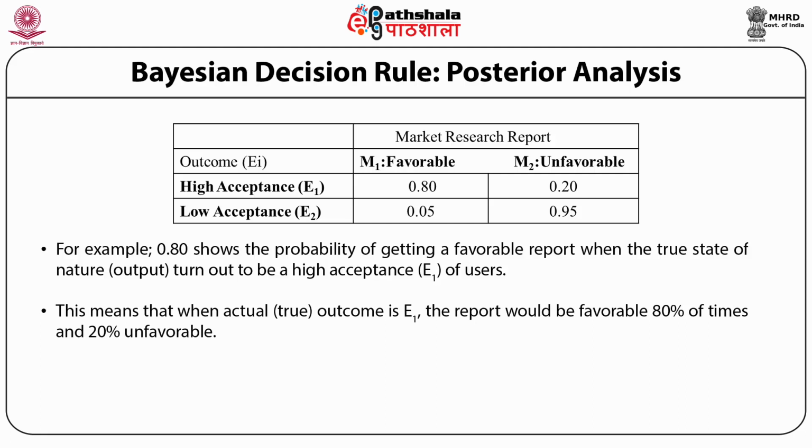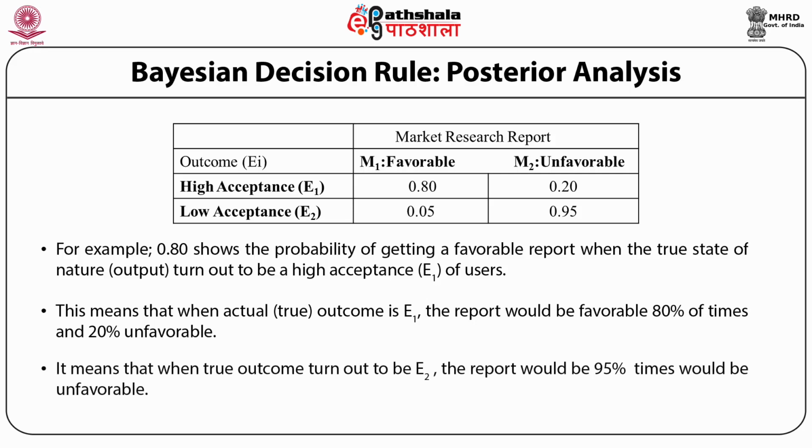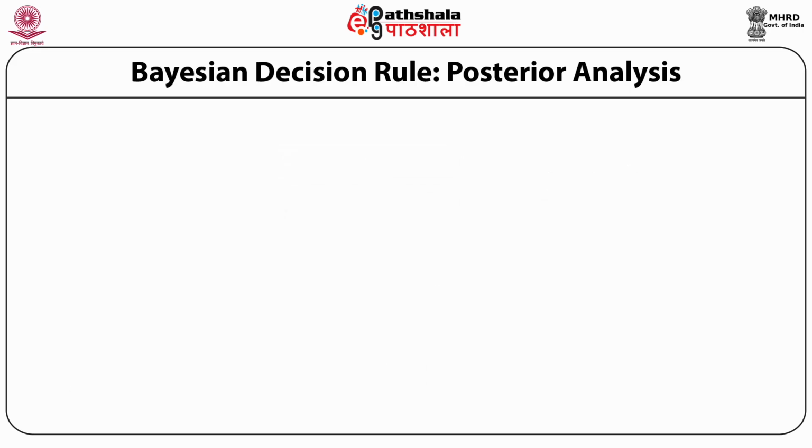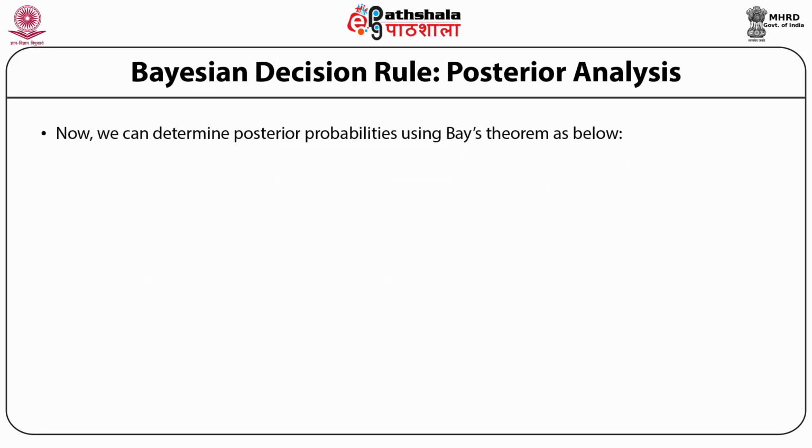Similarly, a conditional probability 0.05 shows the probability of getting a favorable report when the true outcome turns out to be low acceptance, that is equal to E2. It means when the true outcome turns out to be E2, the report would be unfavorable 95% of the time. So with the help of the conditional probabilities, now we can move to the revised probabilities. You can see that we have two possibilities.